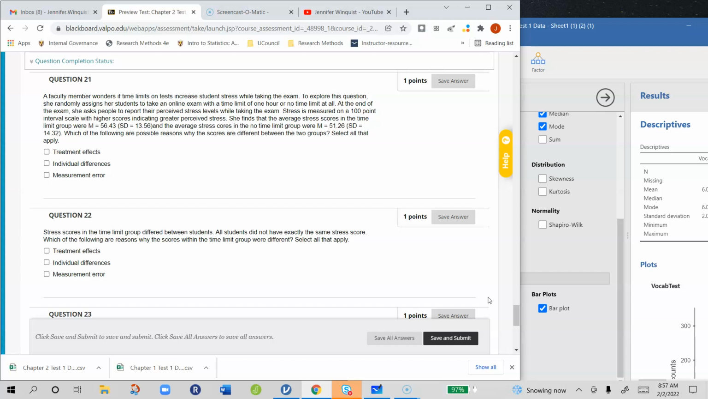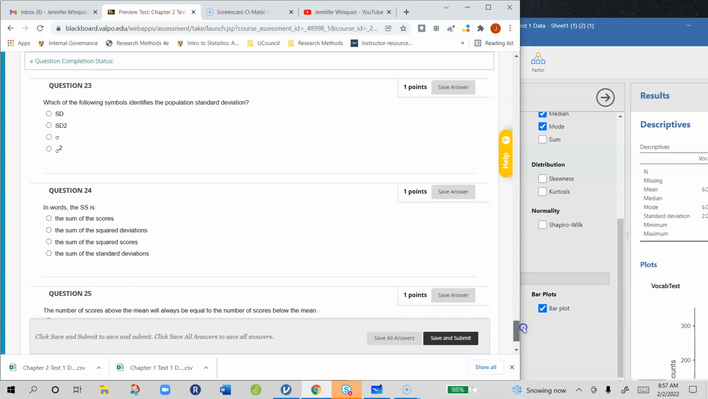Okay. Now, in question 22, if we look at scores in the time limit group, not everybody in that group had exactly the same score. Now, within that group, there are no treatment effects because everybody received the same treatment. There's no different treatment in that group. So we only have within that group individual differences and measurement error contributing to the variability.